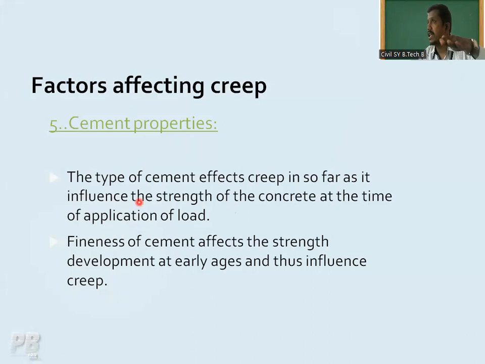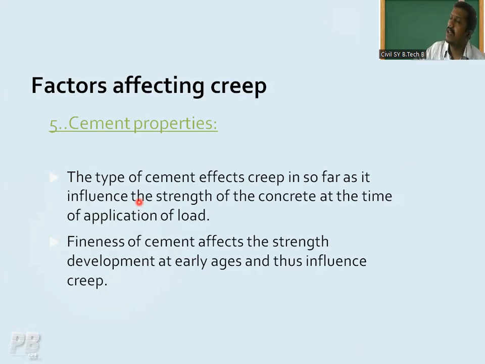And on what factor strength depends? Strength also depends on type of cement. Example, OPC 33, nowadays no one is using OPC 33 grade. It is outdated, I can say. But you can use OPC 43 grade, you can use OPC 53 grade, you can use PPC, you can use any other cement. So different cement will have some different strength properties also.